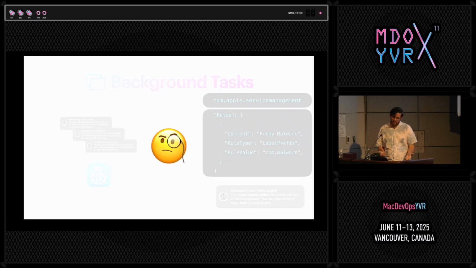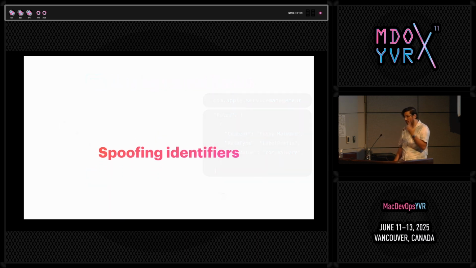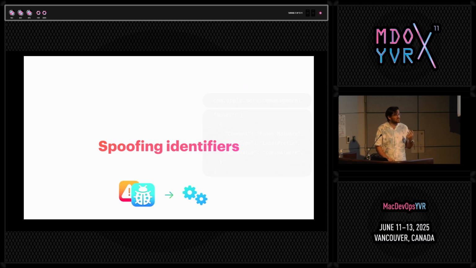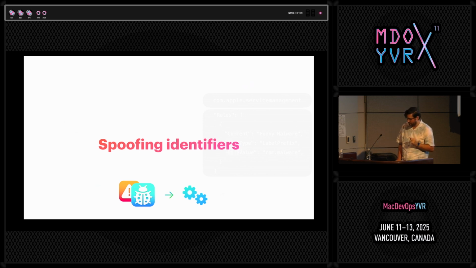So why is this a problem? Well, spoofing identifiers. When that application installs its service, it has different properties that can be associated with it. So of course the service's name, the label, but also other properties as well. And for label, you can actually spoof that, or a malicious application can pretend to be another piece of software because Apple doesn't control the identifier there.